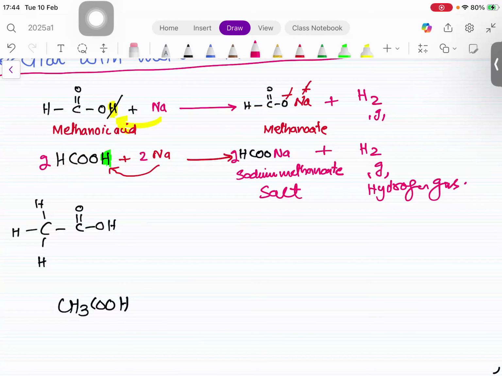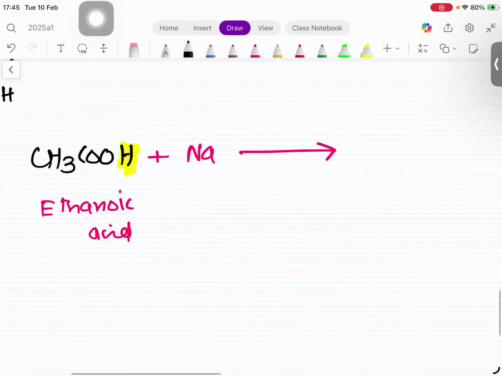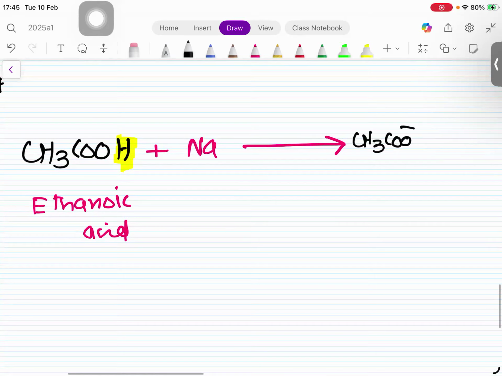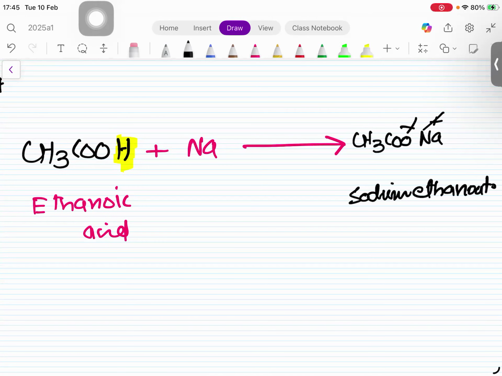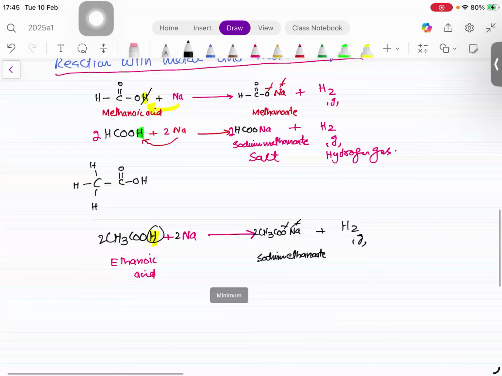Similarly, if this is ethanoic acid, I'll give you one minute. Please pay attention. If this is ethanoic acid and I react it with sodium metal, sodium is going to come and displace which part of the acid? The last hydrogen. And the product is going to be CH3COO negative, the ethanoate ion, and then Na positive. So this is CH3COONa. What will be the salt name? Sodium ethanoate. And along with it, the other product, hydrogen gas. For the balancing, you have to multiply by 2 with everyone. Okay, now copy this.